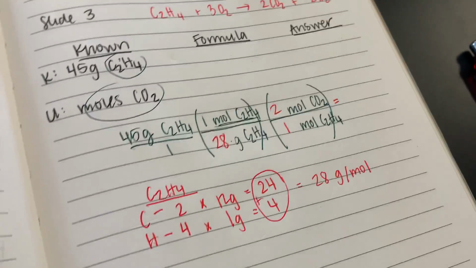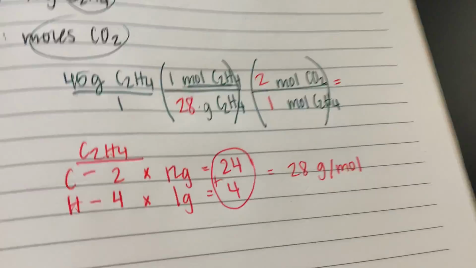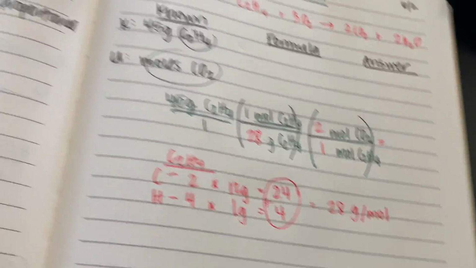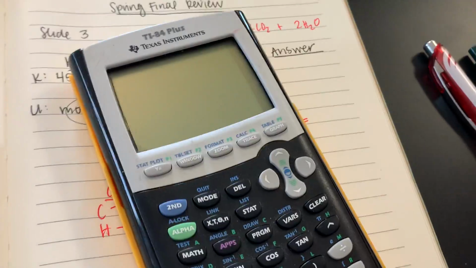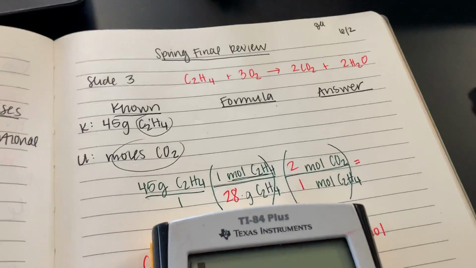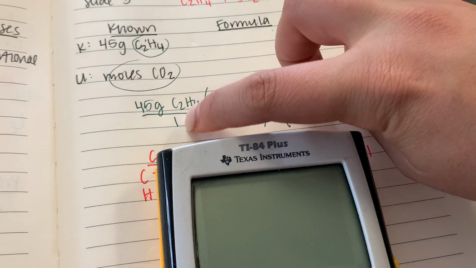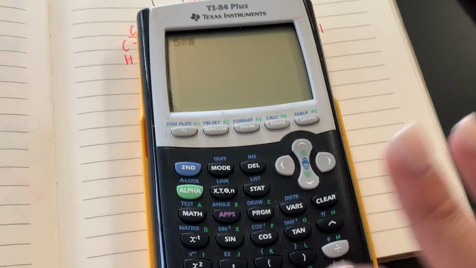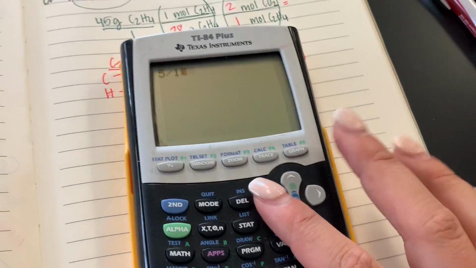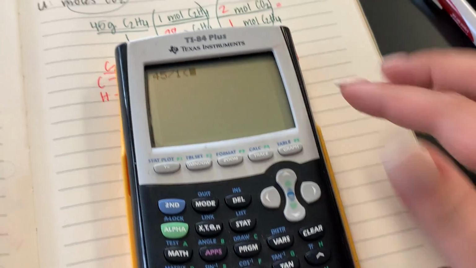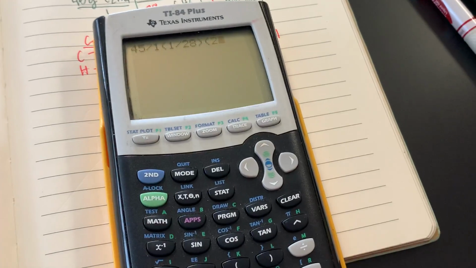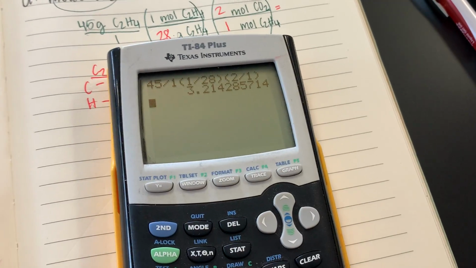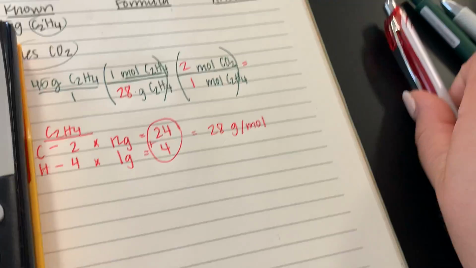Plug that into a calculator. How do I plug that into a calculator? Even online, you would do the, oh, here's my calculator. Do the same thing. Plug it in exactly as you see it. So remember, 45 divided by 1. Open parenthesis. Oops, I forgot the 45. 45 divided by 1. Open parenthesis. 1 divided by 28. Close. Open next one. 2 divided by 1. Enter. So, what's my answer?